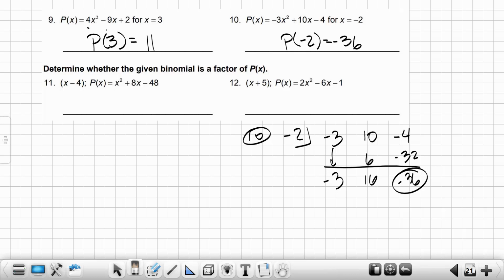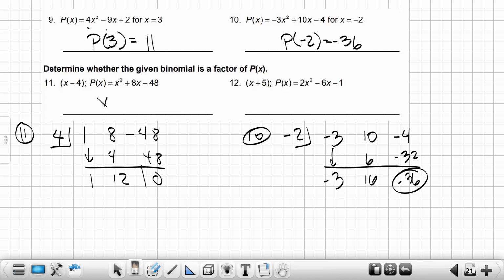Here, determine whether it's a factor. It's the same thing. I just want a remainder of 0. So I'll put a 4 since it says x minus 4. It doesn't say x equals 4. 4, and then 1, 8, -48. Here's number 11, right? 1, 4, 12, 48, 0. Yes. I got 0. Yes, it's a factor.